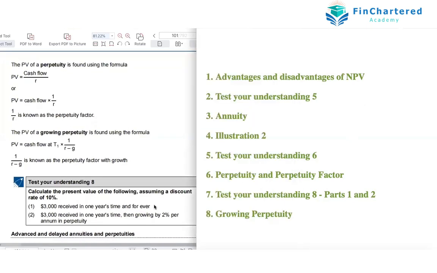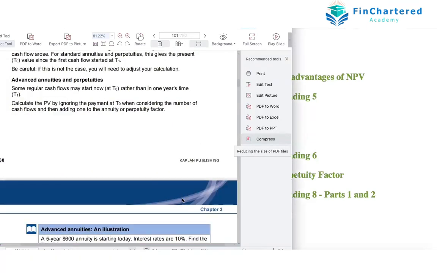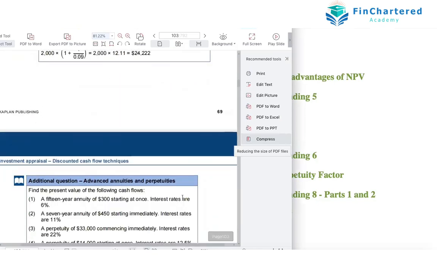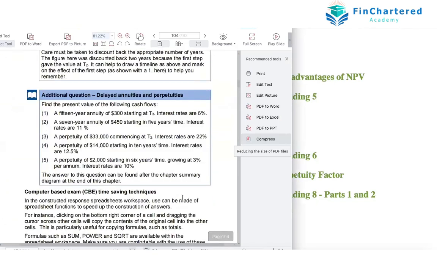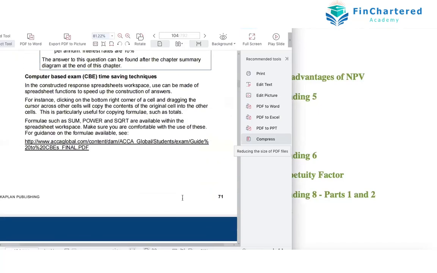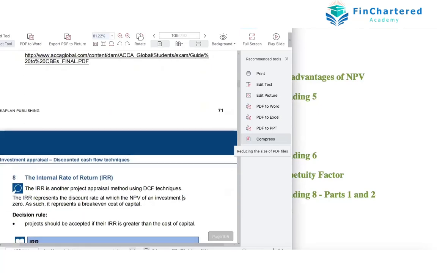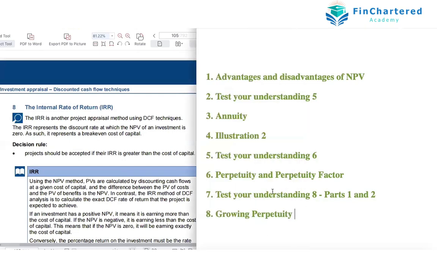Now, guys, before moving to advanced and delayed annuities and perpetuities, today I'll not do advanced and delayed annuities and perpetuities for the simple reason that I want you to be 200% confident with annuities and perpetuities first before we're advancing you. So this is a topic that I would want to come back to once you are happy with annuities and perpetuities, it's a very small topic.